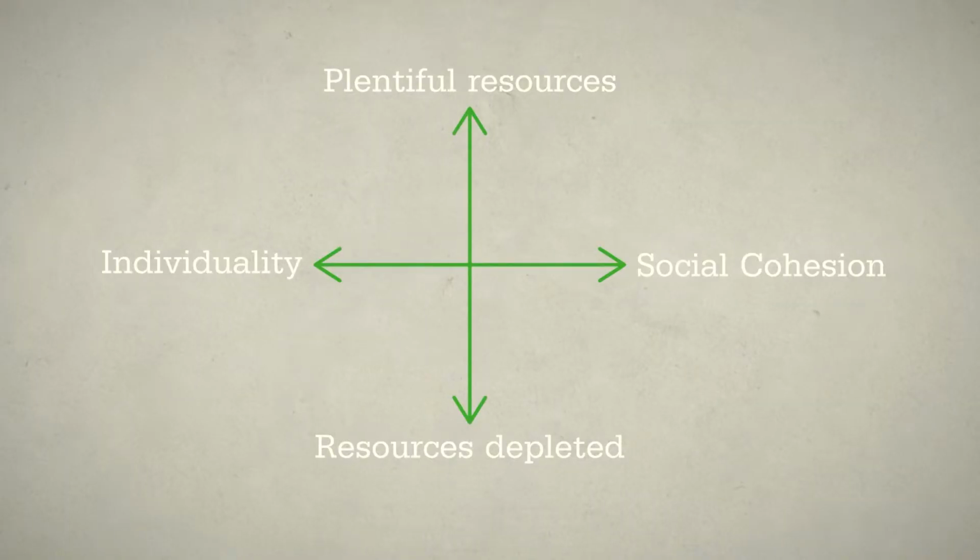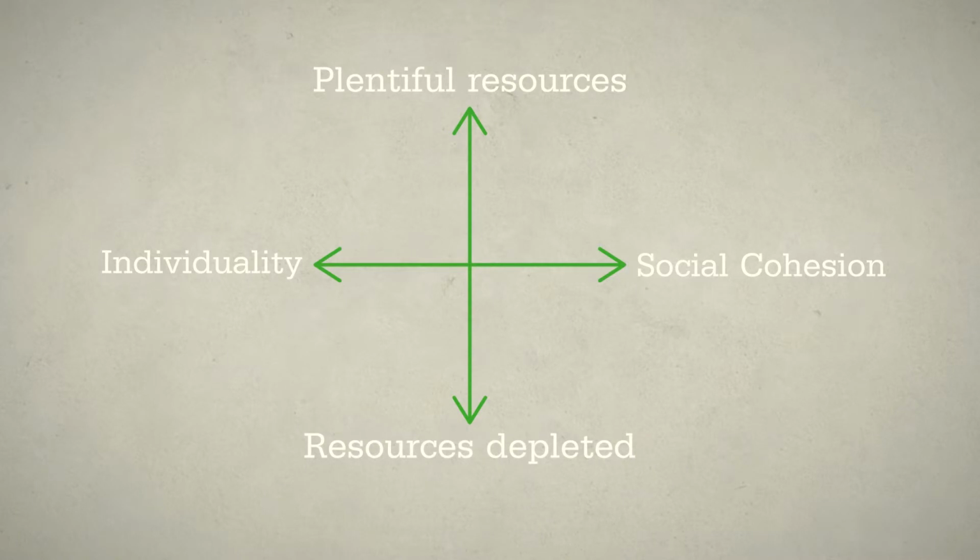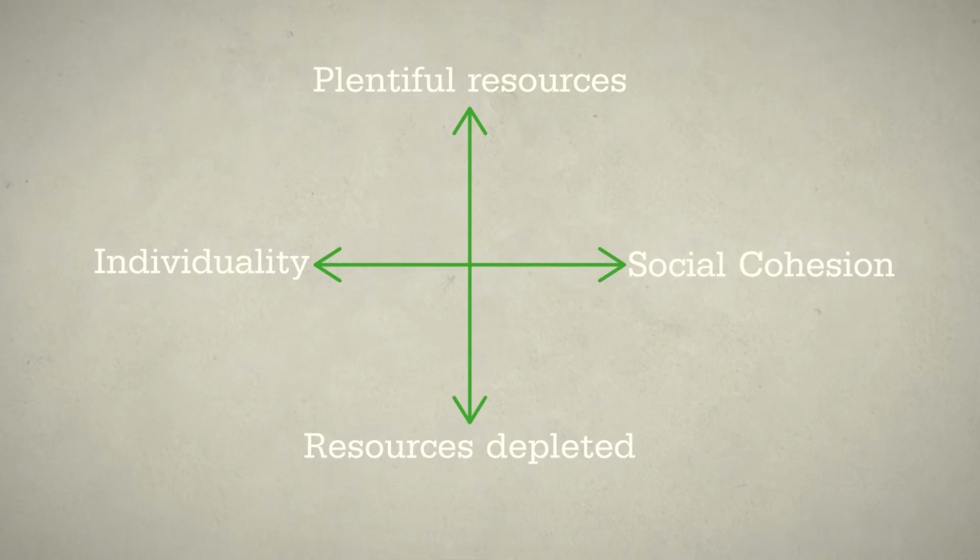Essentially, there are 2 axes. One moves from a point where there are plentiful resources through to a point where the resources are depleted. The other moves from an individually oriented society to a more socially cohesive society. I also give each group member a role to play in their group scenario. After individual reflection, they discuss these roles in their group.